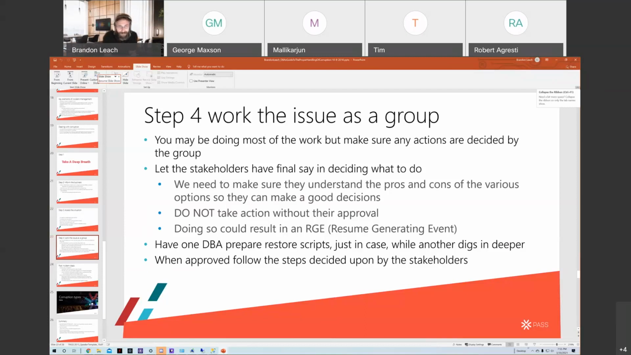Again, we do not make decisions. We do not take actions. We may recommend a course of action, but that's it. No one wants that RGE, resume generating event.